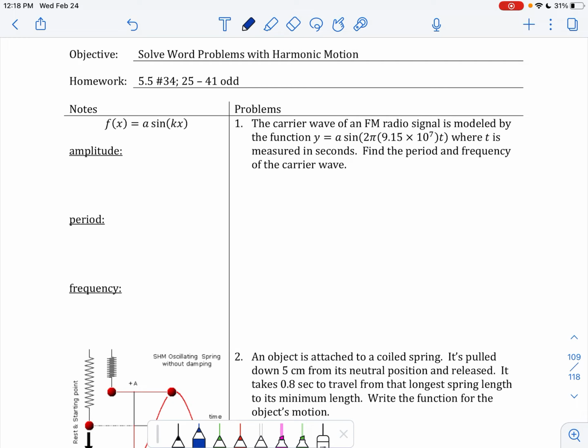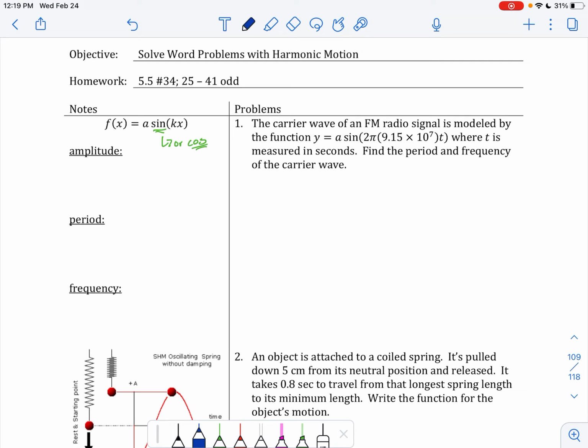We're going to talk about word problems with harmonic motion. Harmonic motion here just means that you're going to use the function sine or cosine, depending on whether it's starting at the origin, at neutral, or at a maximum or a minimum. In terms of word problems, we want to think about amplitude, period, and we're going to introduce this idea of frequency.